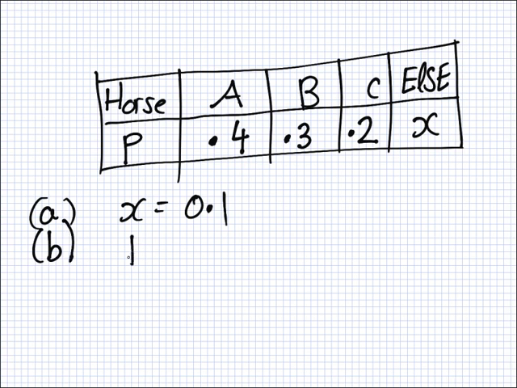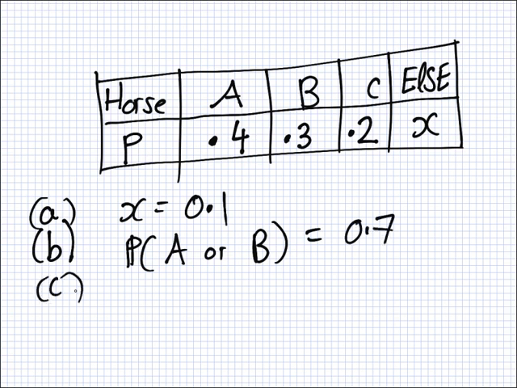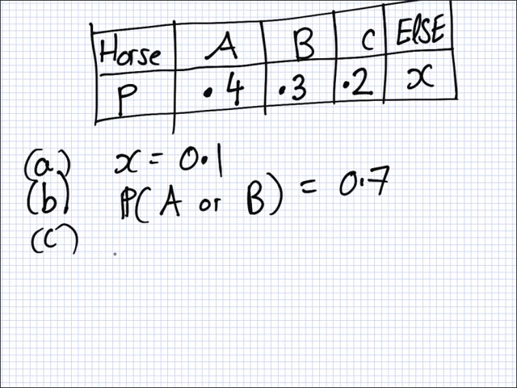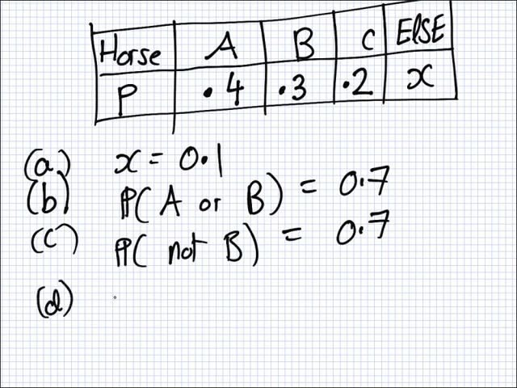What is the probability that horse A or horse B wins the race? 0.7. Good. Next one. What is the probability that it's not B that wins the race? 0.7. Oh, that's funny, that's also 0.7, just by coincidence here.